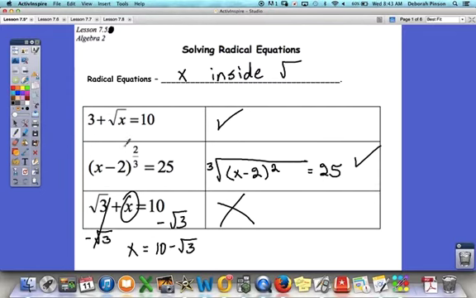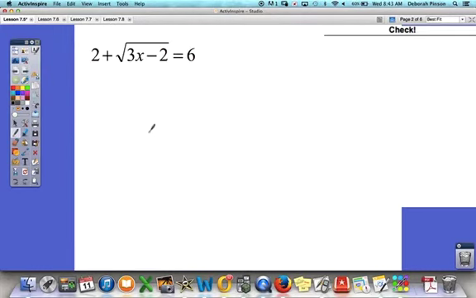Now we're going to solve these. As we solve them, you do have to check every answer. So keep that in mind. We're going to solve and then we're going to check. We're going to check some by hand, and then I want to show you a quick way to check in your calculator. All right, so here's our first equation.